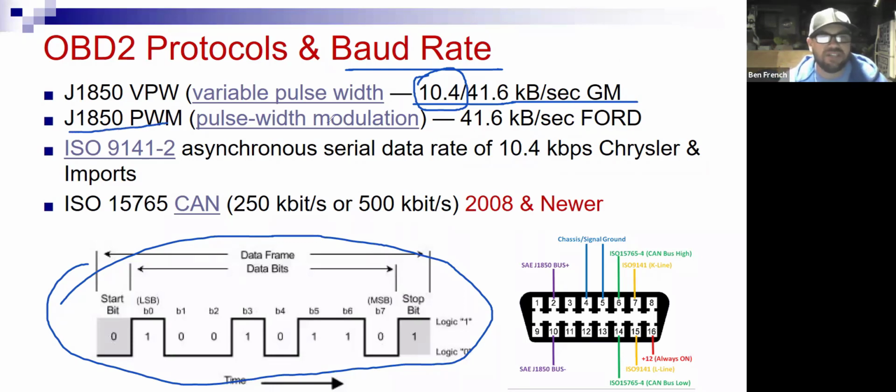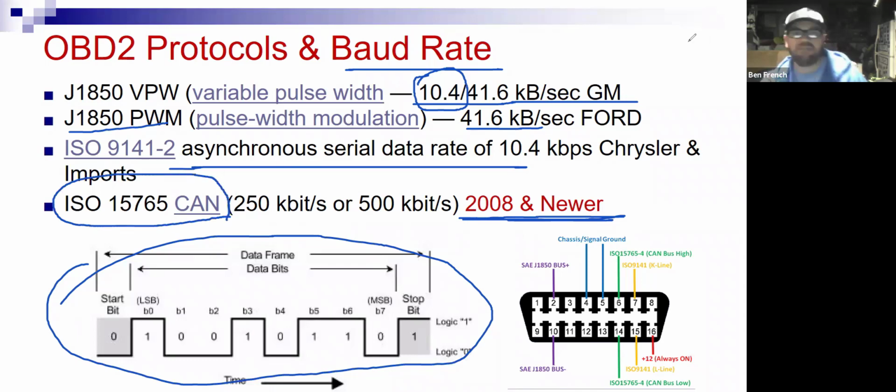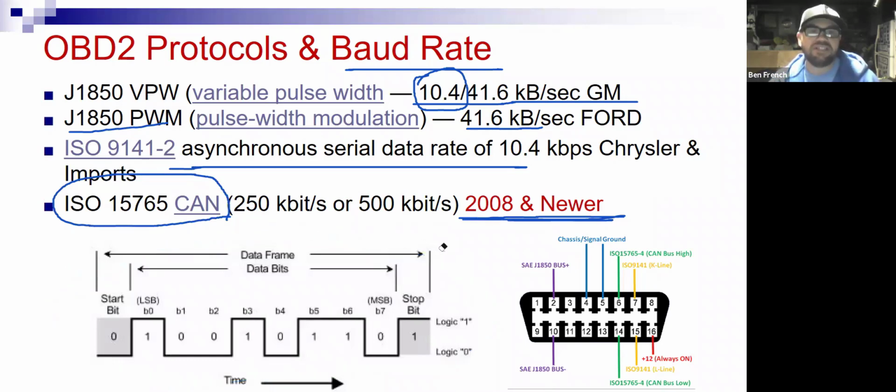Now, J1850 on the Fords, that was on the faster end. It was up to 41.6. You can see the early ISO, again, 10.4. Toyota, a lot of companies use that. Most cars that you guys are going to scan now, right? Most of your new cars, 2008 and newer, are likely going to be CAN, Controller Area Network. And I had that activity where I said, hey, what is your protocol? And we looked at that before. Well, this is a big deal.